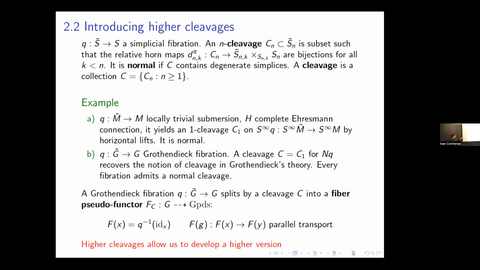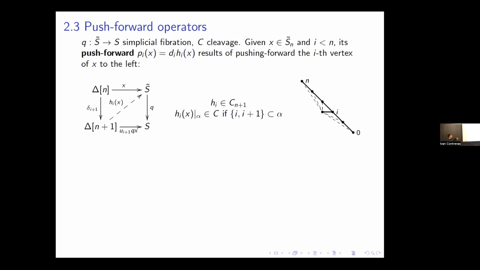In the classical theory of fibrations of groupoids, once you pick a cleavage, you gain a fiber pseudo-functor. To each object in the base, you give the fiber. To each arrow, using the cleavages as parallel transport, you can define functors between the fibers, and this is a pseudo-functor. So our higher cleavages allow us to develop a higher version of it.